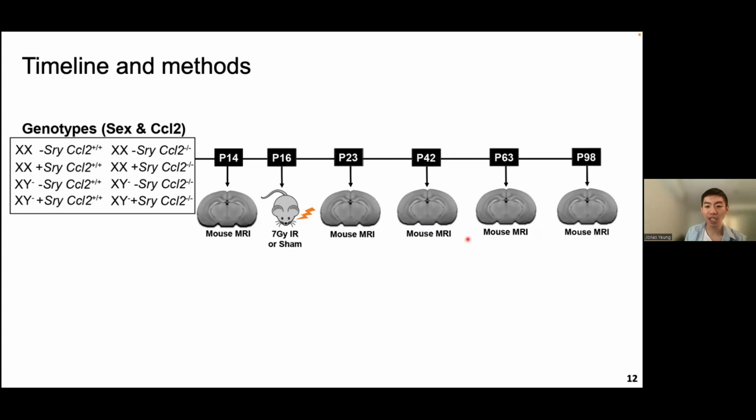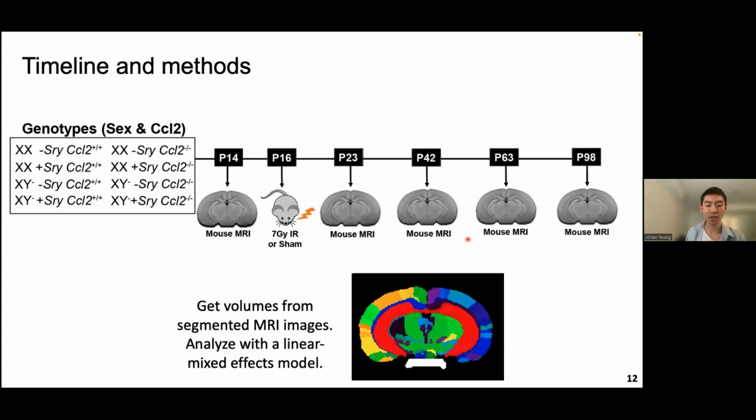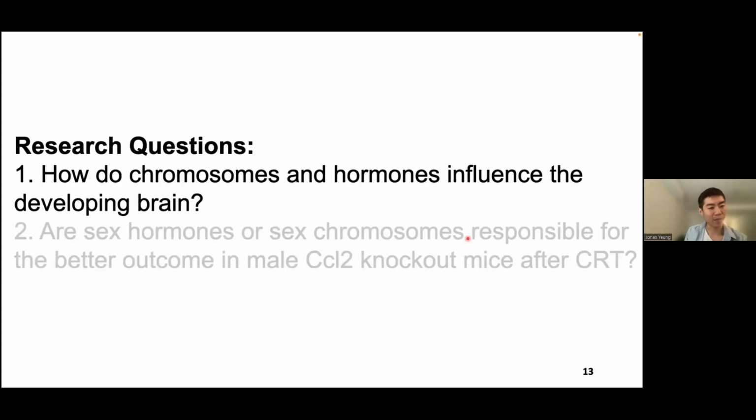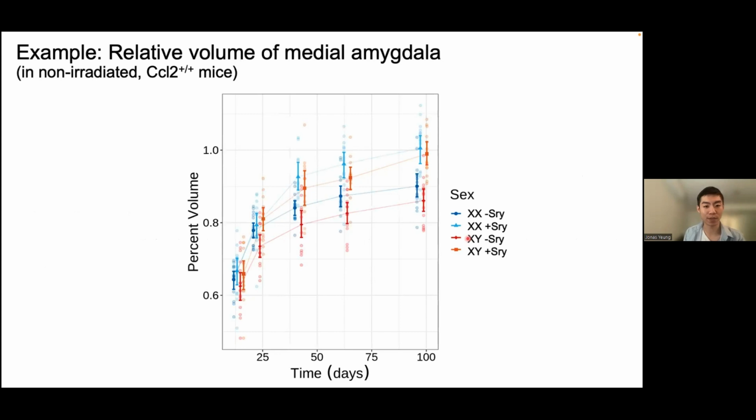And once we have the images, we segment the volumes using our automatic pipeline in which we can analyze the volumetric data using our linear mixed effects model. And so now we could start to answer our research question. The first one being, how do chromosomes and hormones influence the developing brain? So we're going to be looking at a well-known structure that's canonically sexually dimorphic, the medial amygdala, and see how hormones and chromosomes can influence volume.